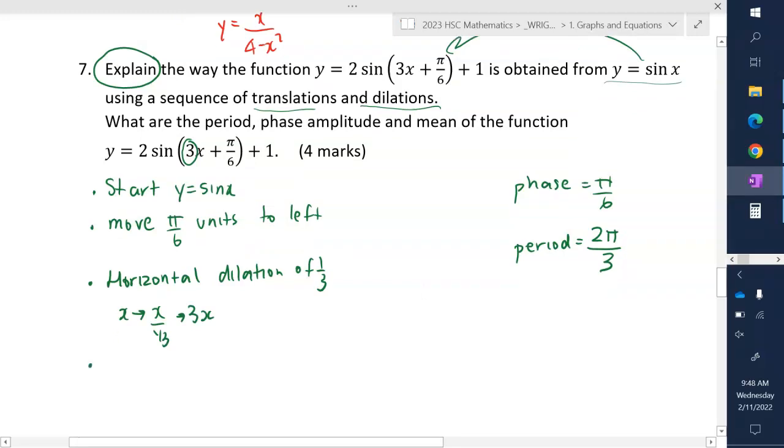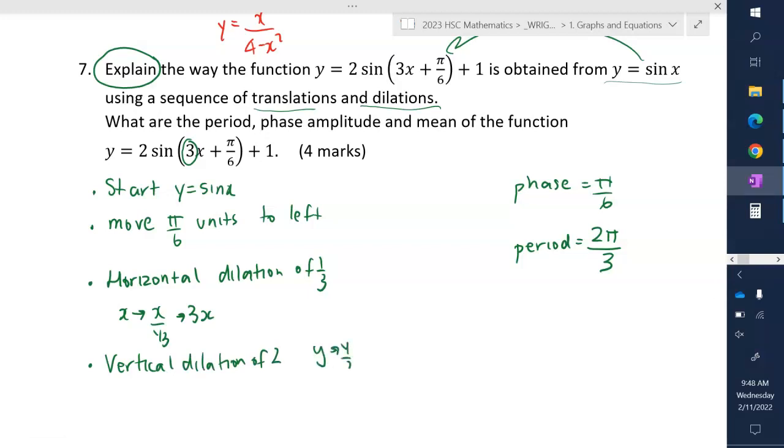And next part, we are going to do a vertical dilation. This is the easy one, 2. So basically y is going to y over 2. That's where that 2 goes from there. And that's going to give us our amplitude. Some people are writing A for amplitude. No, we're not writing A for amplitude. We're just going to write amplitude.